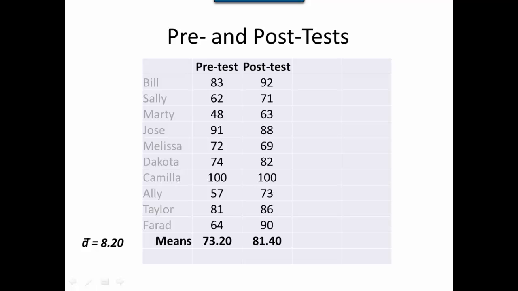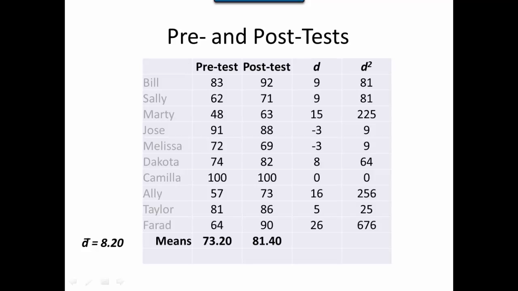I need the difference between each student's pre and post test because I'm going to have to figure out the variance and the standard deviation for the difference in order to get that standard error, the mean, for my denominator. So I'm going to record what the difference is in each child's test scores. So Bill, his difference was 9. Melissa's was a -3. Allie's was a +16, and so on. I'm also going to need to square these differences. So I square each one of them. 9 squared is 81, 15 squared is 225, and so on down. Now in my formula, I know that I need to add these up. I'm going to need the sum of the differences, and I'm going to need the sum of the differences squared.